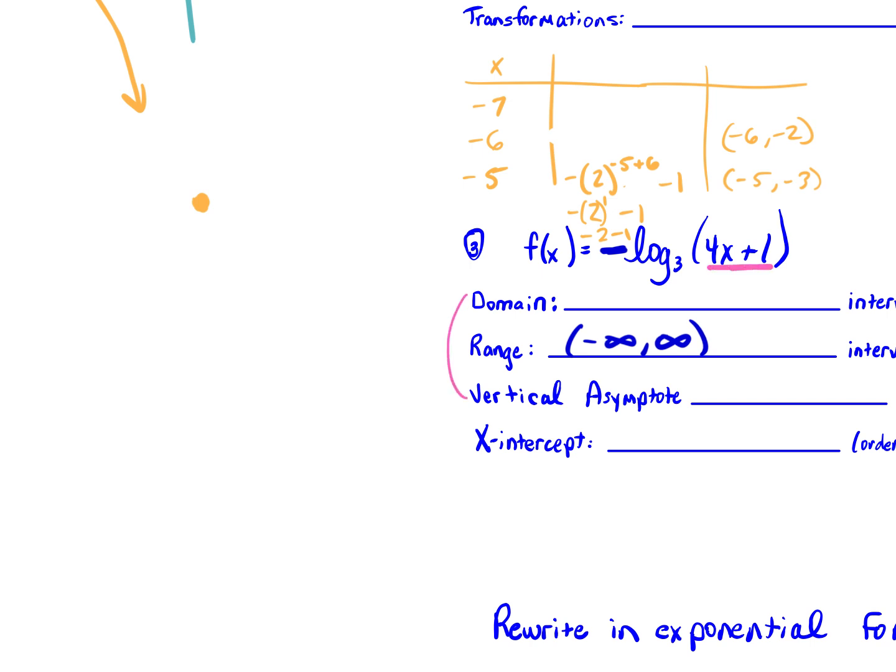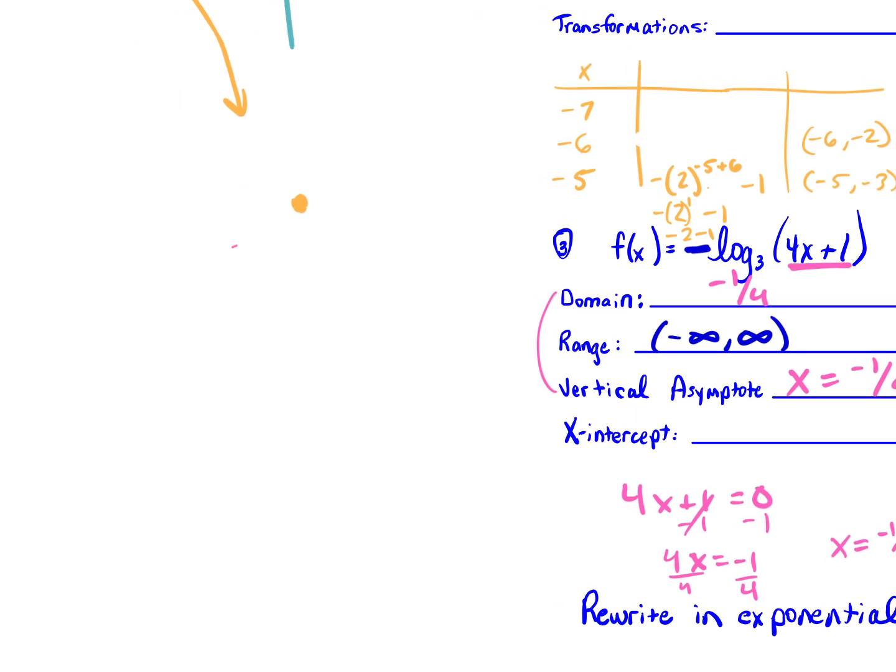We set the parentheses equal to 0. So 4x plus 1 equals 0. Subtract 1. 4x equals negative 1. Divide by 4. X equals negative 1 over 4. So our vertical asymptote would be x equals negative 1 over 4. Our domain is going to have that negative 1 over 4 in it. We're just not sure if it's going to the left or to the right. But let's graph it. So negative 1/4 would move it this way.